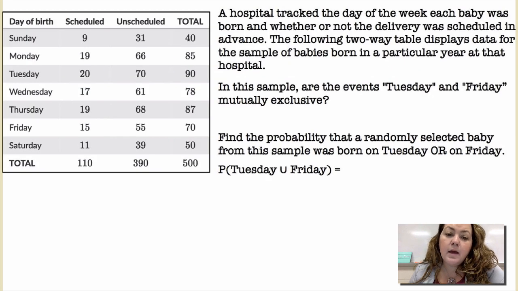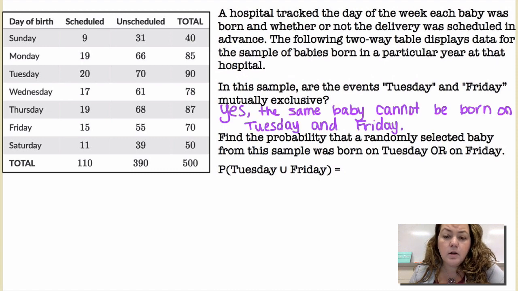All right, this problem, I have another table. A hospital tracked the day of the week each baby was born and whether or not the delivery was scheduled in advance. The following two-way table displays data for the sample of babies born in a particular year at that hospital. In this sample, are the events Tuesday and Friday mutually exclusive? Okay, so yes, they are mutually exclusive because it's not possible for a baby to be born on two separate days. So the same baby cannot be born on Tuesday and on Friday.